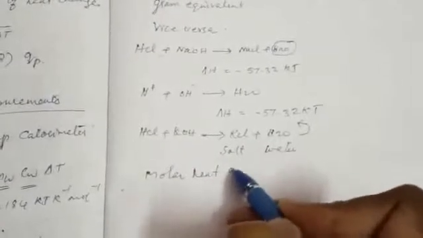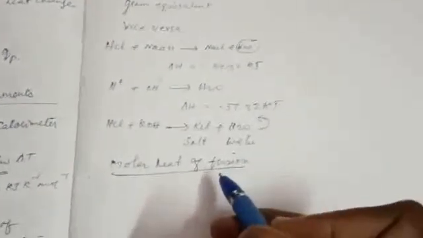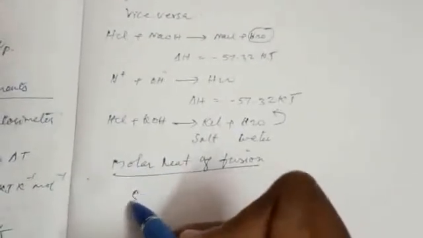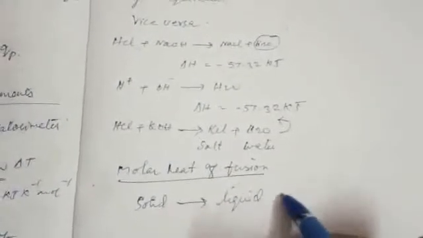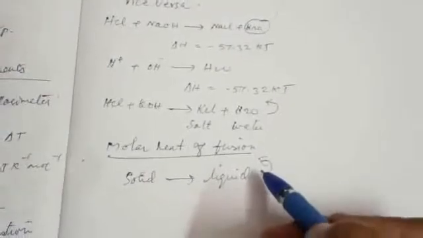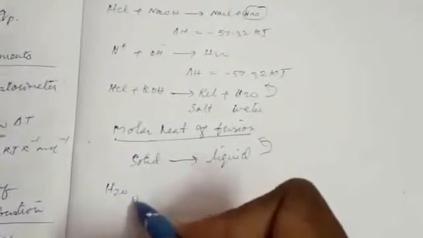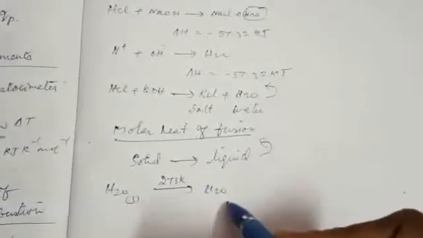heat of fusion. The change in enthalpy when 1 mole of a solid substance is converted into the liquid state is called the molar heat of fusion. For example, H2O solid at 273 Kelvin becomes liquid. The delta H fusion equals plus 5.98 kilojoules.